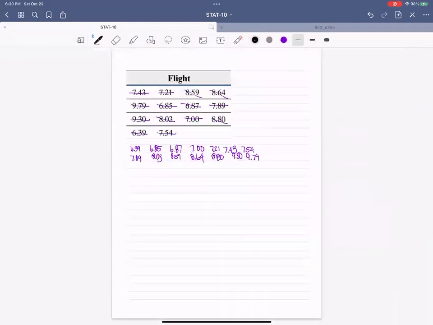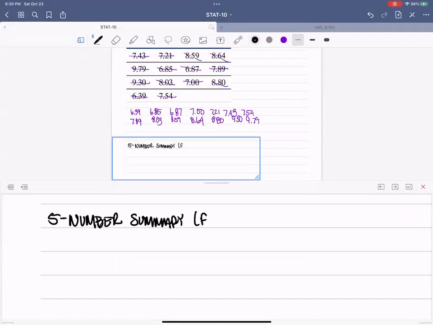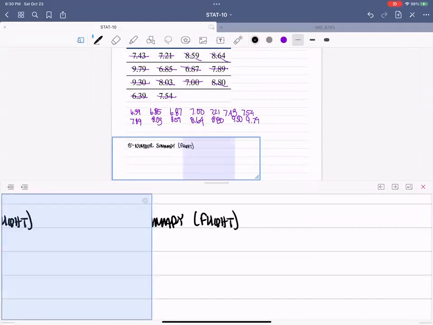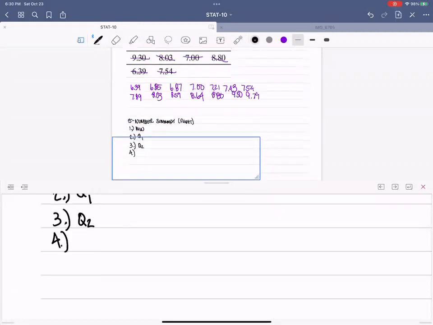So now let's talk about the 5-number summary, and this is for flight rats. The first number is the minimum value. The second number is Q1. Third number is Q2. Fourth number is Q3. And fifth number is our maximum data value.